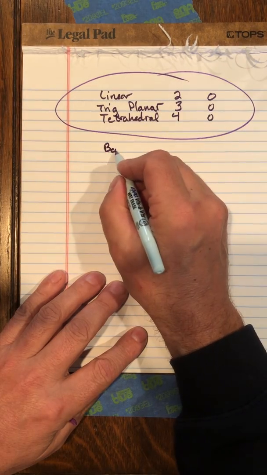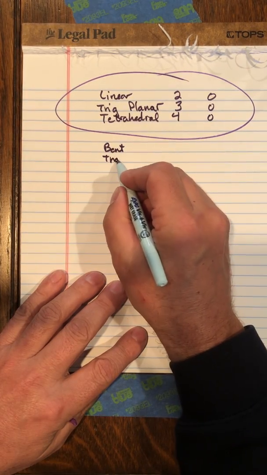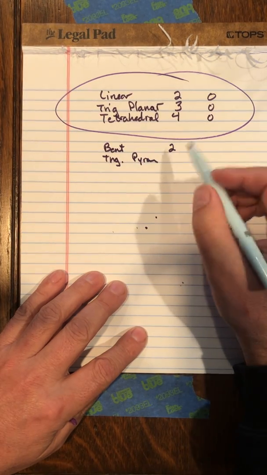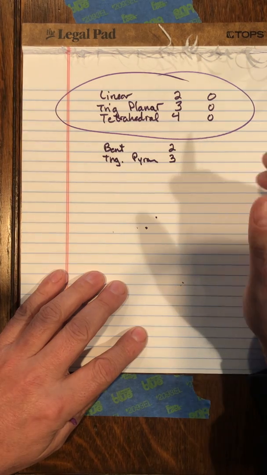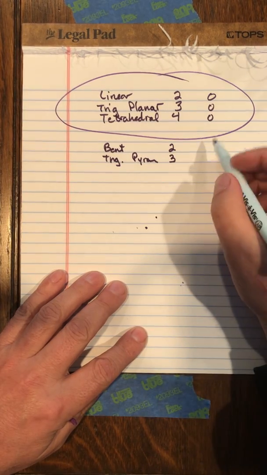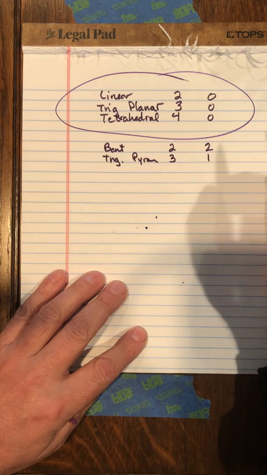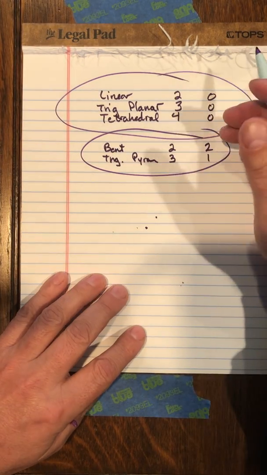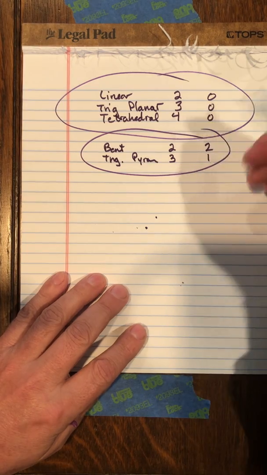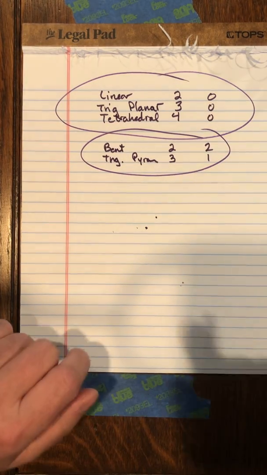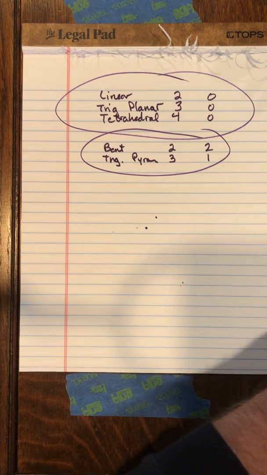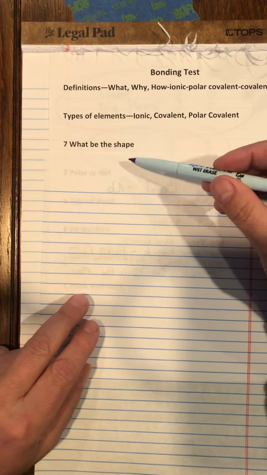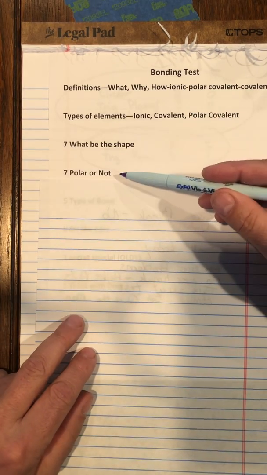The other two shapes are bent and trigonal pyramidal. Two things attached, three things attached, but here's the catch: lone pairs. Bent had two lone pairs. Trigonal pyramidal had one lone pair. Those are the shapes you need to know, and it's all based on lone pairs. I'm telling you, there'll be seven problems: what's the shape?